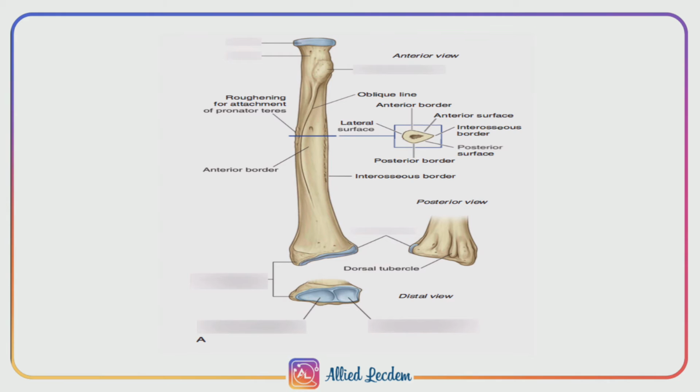The next surface is the posterior surface, which lies between the posterior and interosseous border. The last one is the lateral surface, which lies between the anterior and posterior border. It shows a roughened area in its middle part.